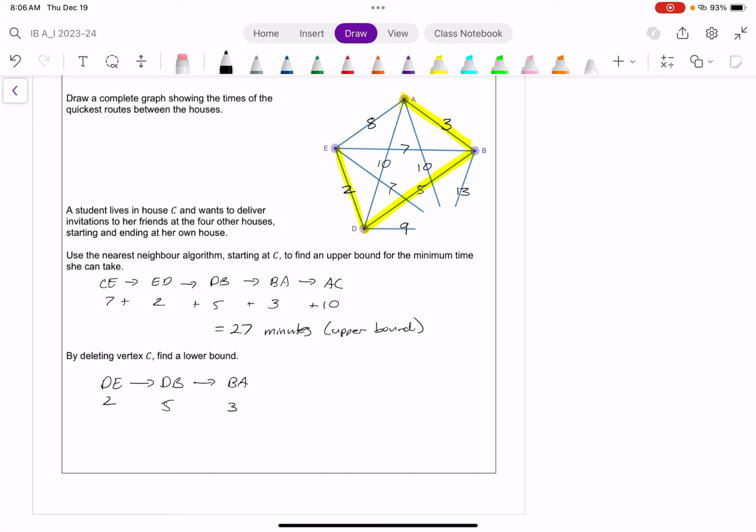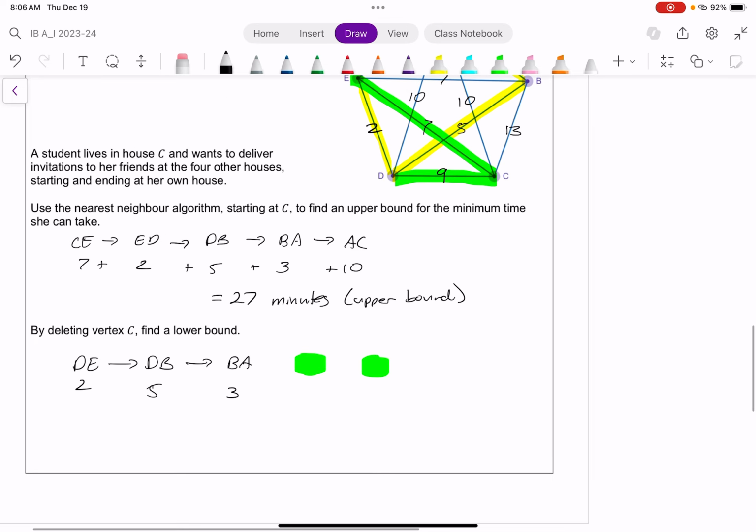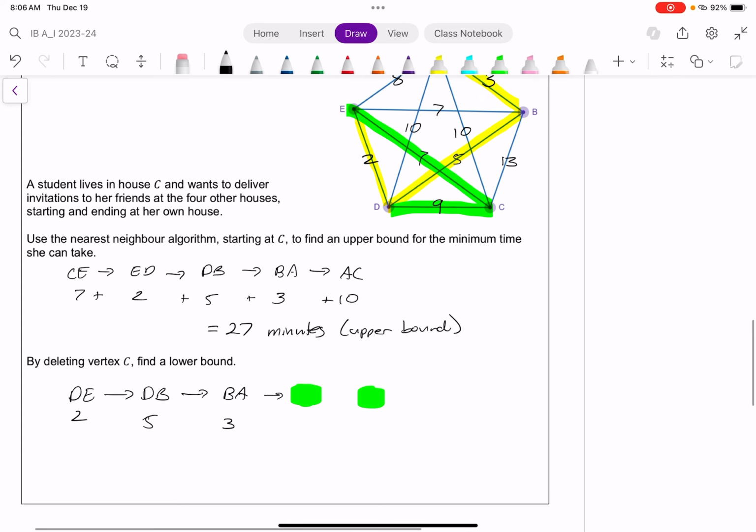And now notice, because we deleted vertex C, we have created a minimum spanning tree that connects everything we have here. But the last step now is to realize, okay, poor C is still there, so I need to make 2 more connections, the shortest 2 connections that we have. And the shortest 2 connections from C to this tree are the 7 right here and the 9 right here. These are the 2 shortest. So I'm going to add those 2 in. So I put in EC and DC. So an extra 7 plus 9.